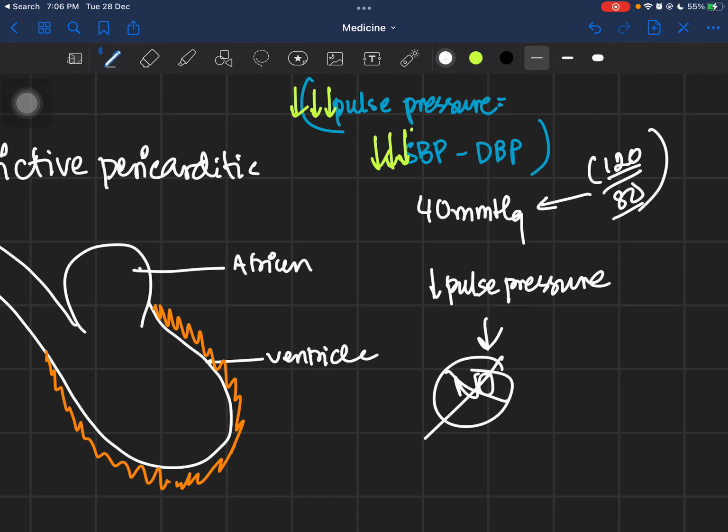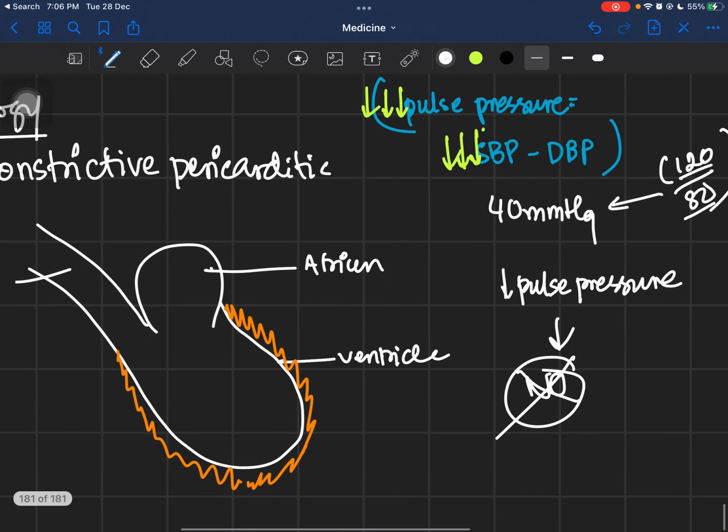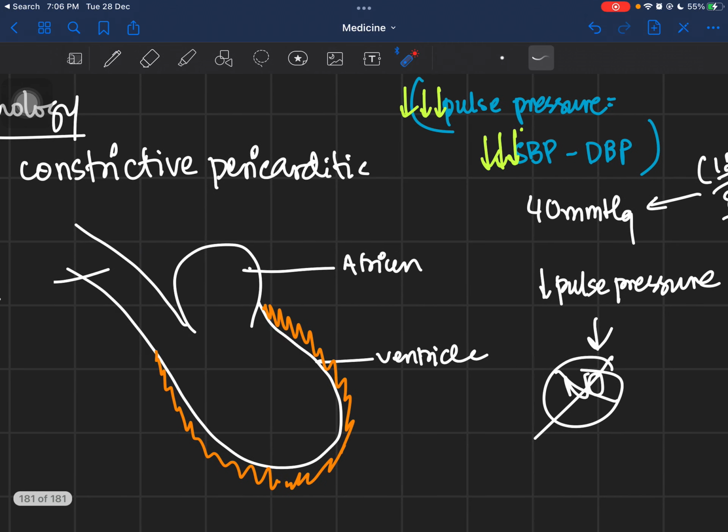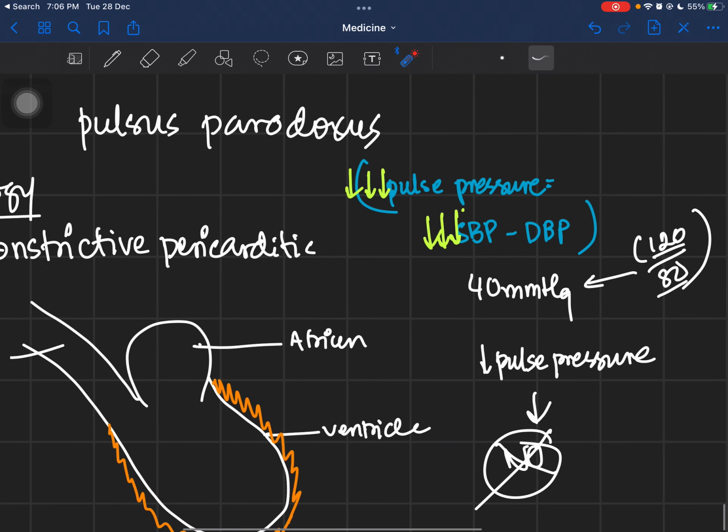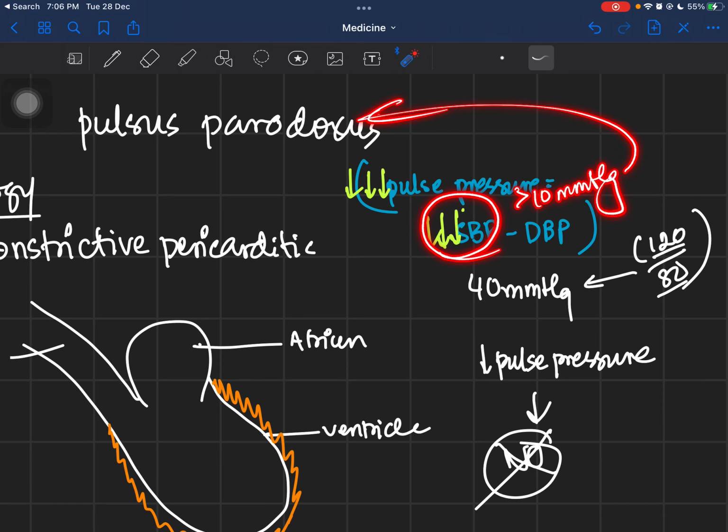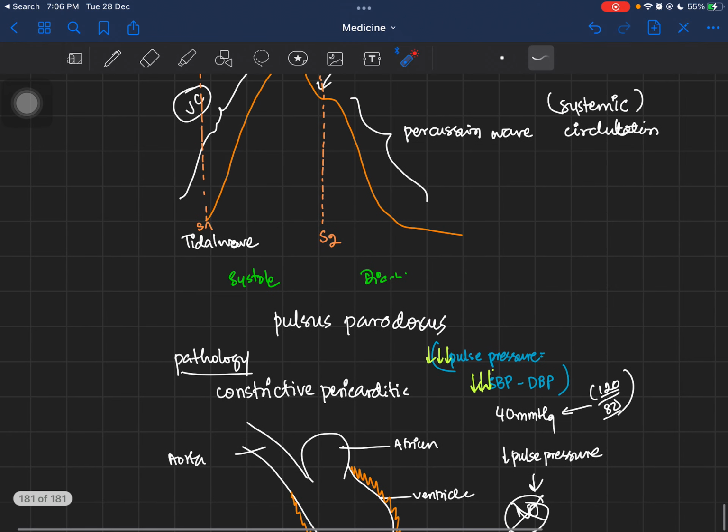But does that mean that this patient does not have any pulse? No. This patient definitely has a cardiac output, but you will not be able to palpate the pulse. So you make the patient inspire deeply and you start palpating, and the pulse will disappear. And this paradoxical disappearance of the pulse because of a decrease of systolic blood pressure of more than 10 mmHg is known as pulsus paradoxus.